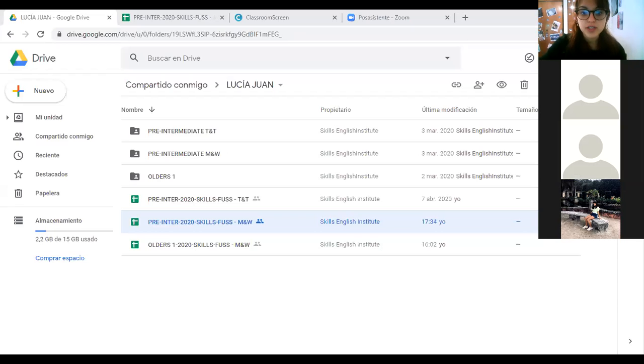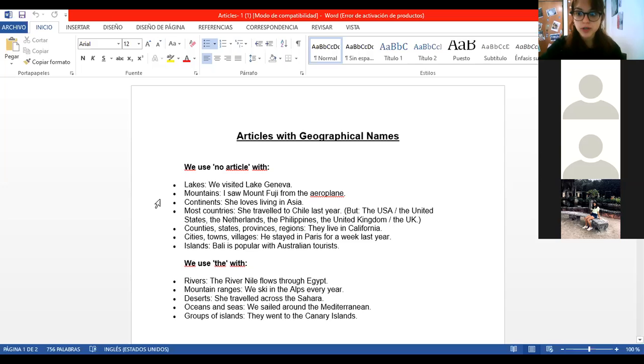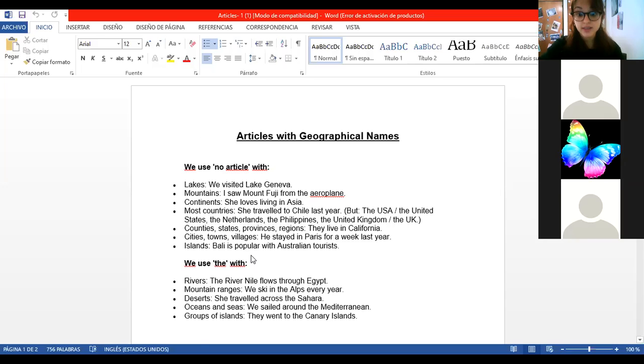So, before we do this activity, let's quickly revise the uses. Can you see the word? The document? My screen froze. Yes, it usually happens. Mine too. It usually happens when I go back and forth between documents. So I'm going to cancel this, and now it should work properly. Can you see? Yes.